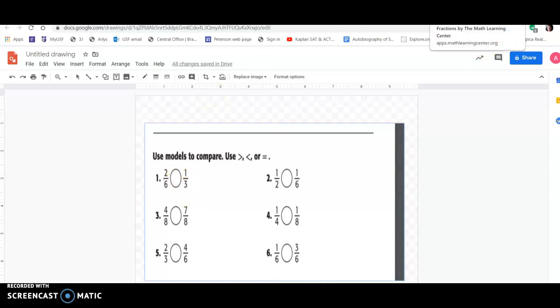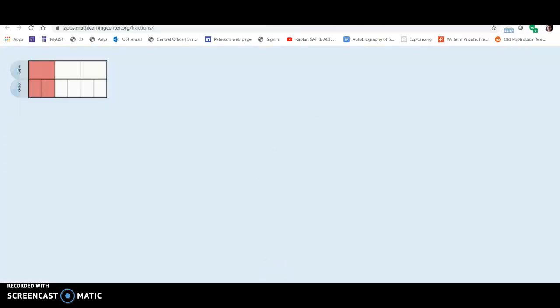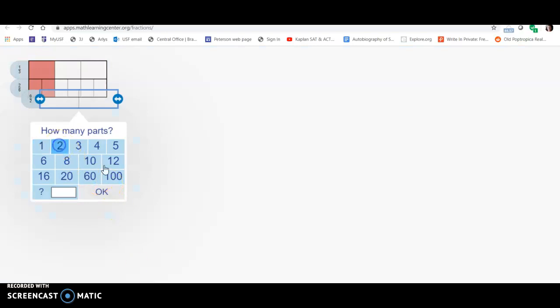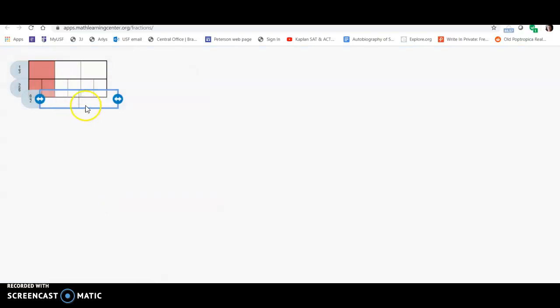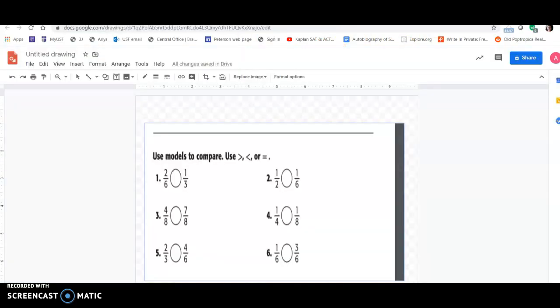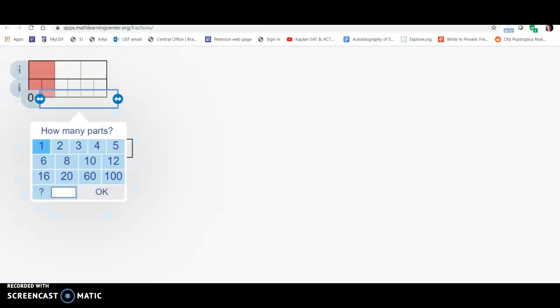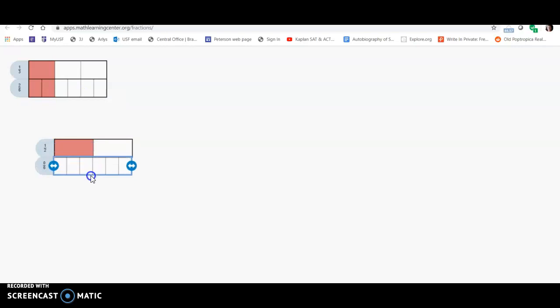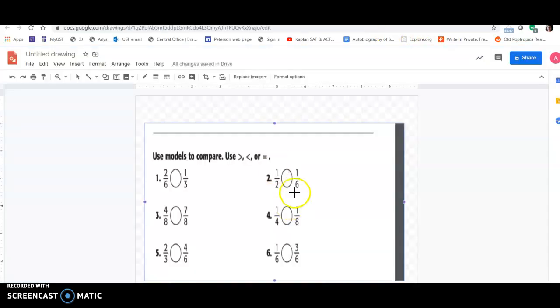The next one's 1/2 and 1/6. So if I went up to, I want 2 parts for this one. So 1/2, and what was the other one? 1/6. So if I put a 1/6 in there, and now I compare them, I can see that 1/2 is greater than 1/6. So that one would be a greater than.